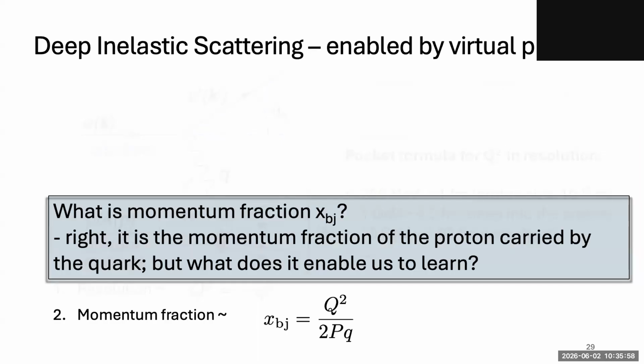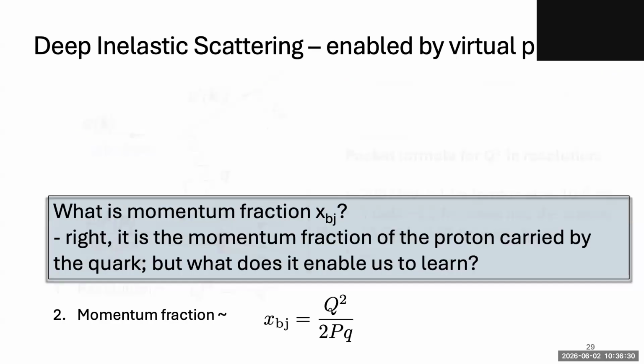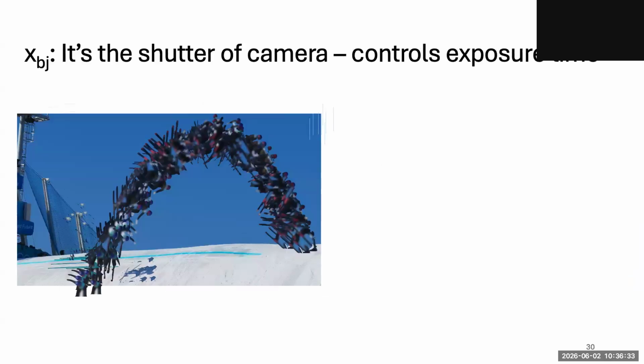By definition, it is the momentum carried by the quark out of the entire proton. So if a proton has 10 quarks, every quark has 1/10 of the momentum. It's kind of intuitive, but why do we need this sort of variable? One way to think about it is that Q square is a resolution in space, a spatial resolution, and XBJ is a time resolution. You may be confused about where time comes in. Here is where time comes in. So here is a picture. You probably have no idea what this picture looks like.